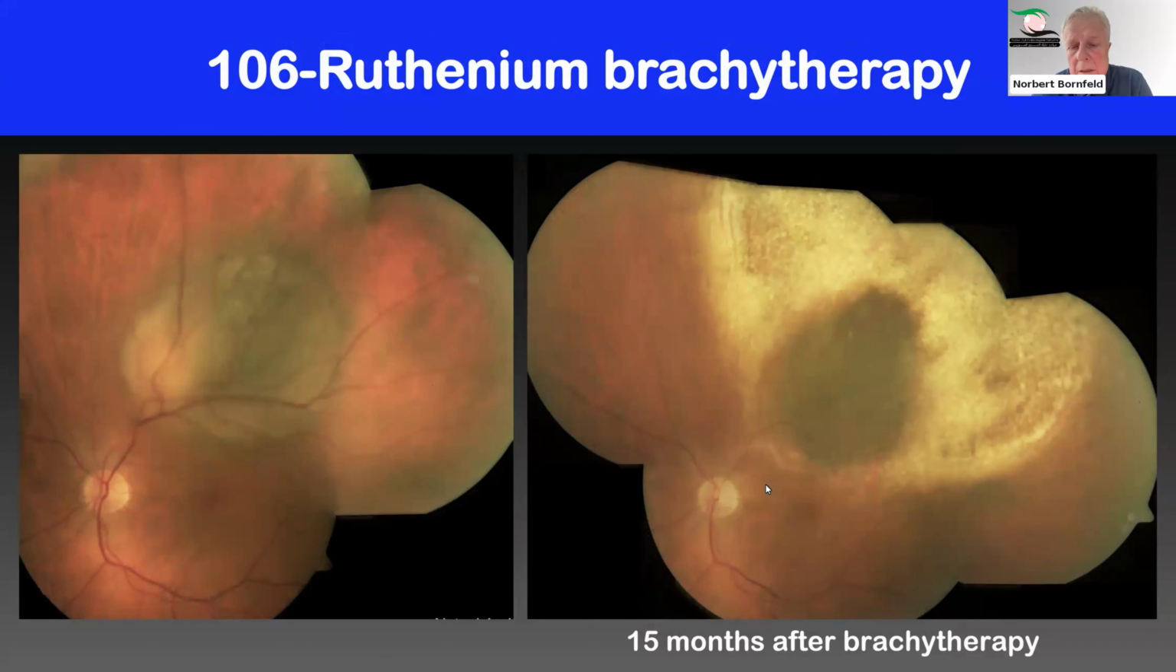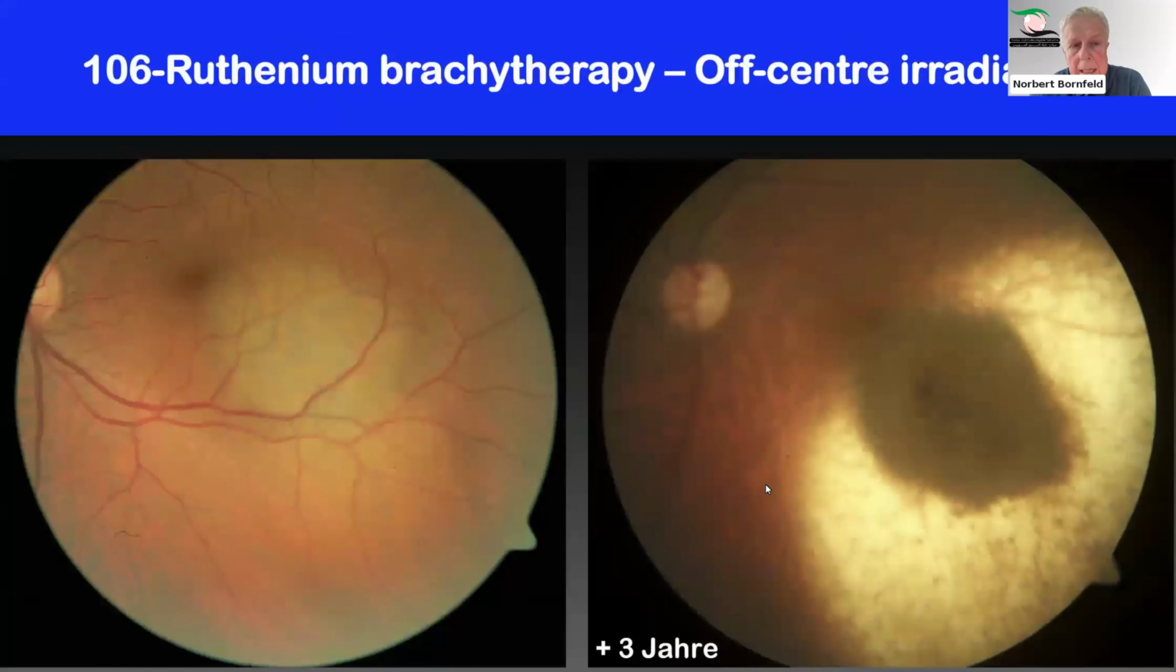This is such a patient with a uveal melanoma in the temporal superior arcade, 15 months after brachytherapy, with a complete regression of the tumor. And this is another technique which you may prefer if you have a tumor close to the macula, and what you use is an off-center radiation. So you put the plug a bit eccentric, to limit the radiation damage to the posterior pole, which is seen 3 years after treatment on your right.